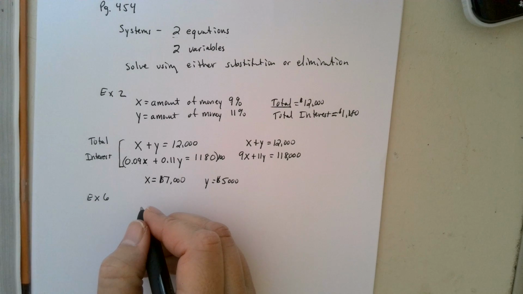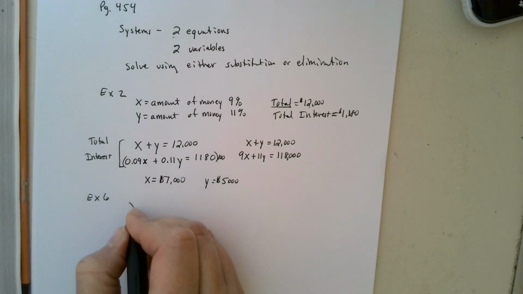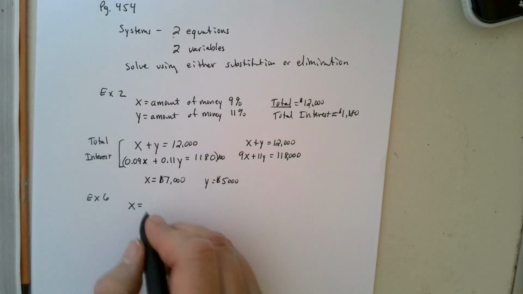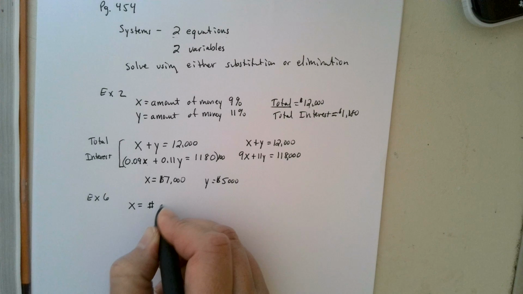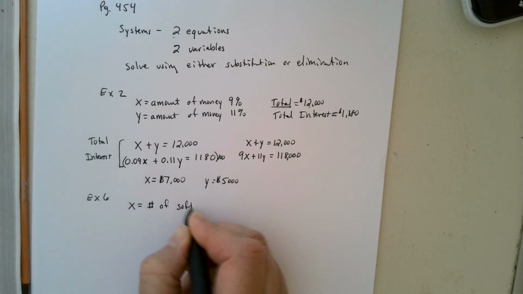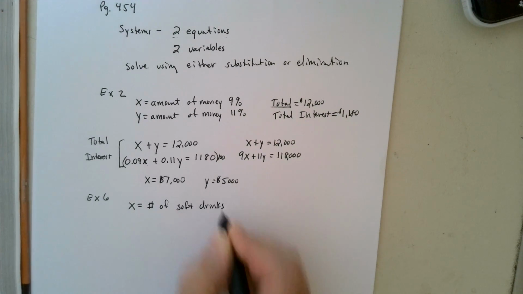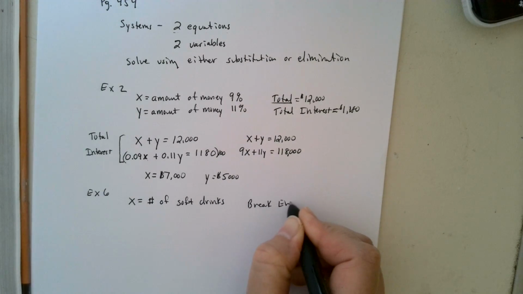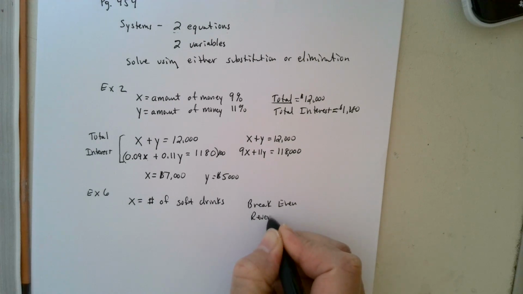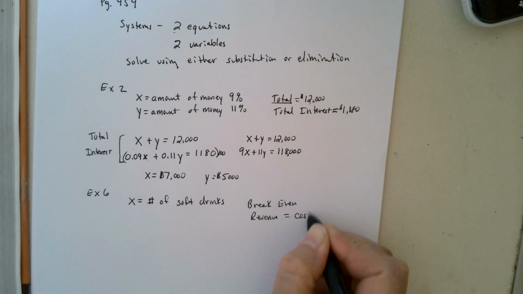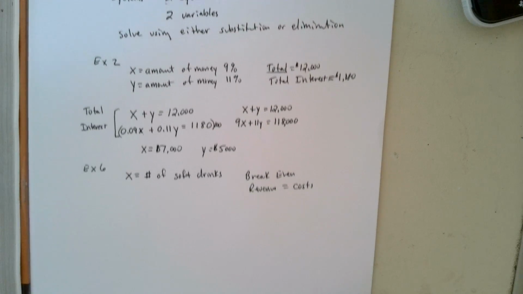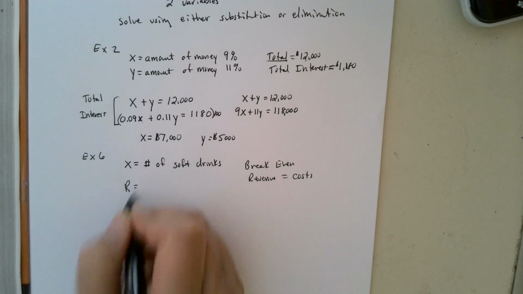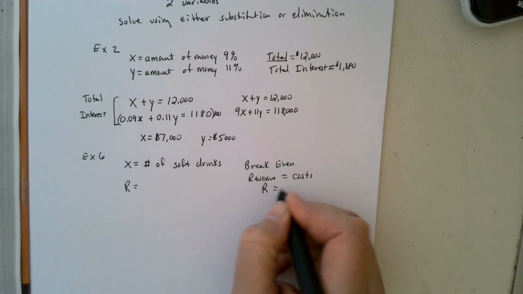So this problem is a little bit different. The question is, how many items must be sold before you can break even? So we'll let X be the number of soft drinks that are sold. To break even, we want the revenue to equal the cost. So again, this one's a little bit different. So I need a revenue equation. So revenue, so that's where R is equal to C.